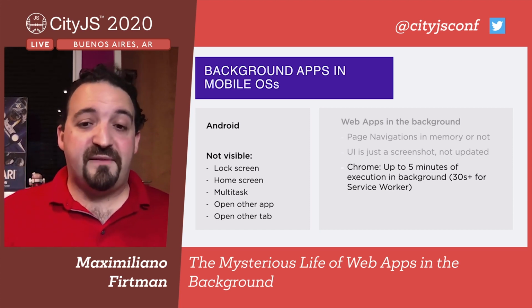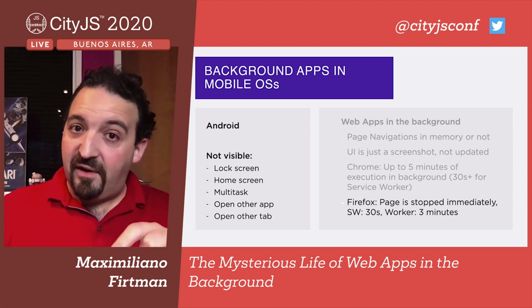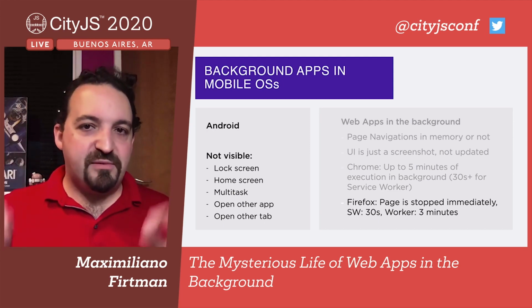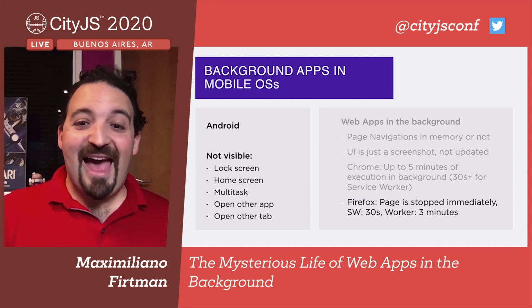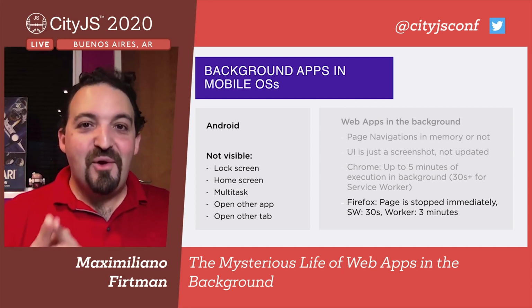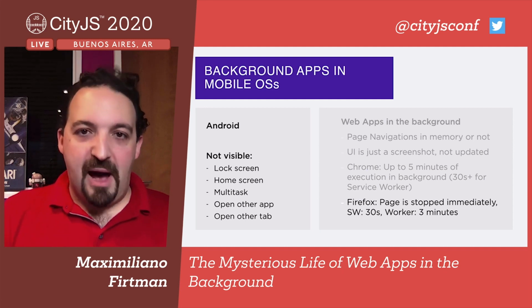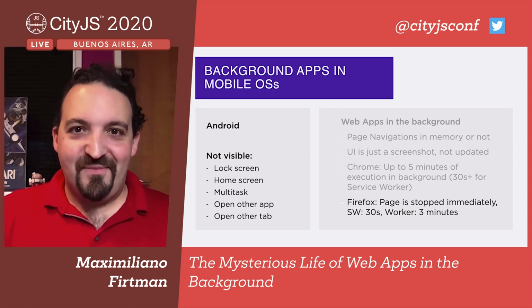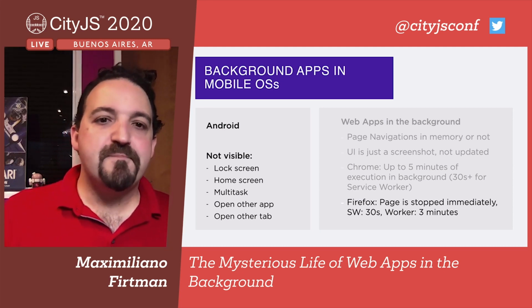If you're using other browsers, for example Firefox, the page is stopped immediately. So on Firefox, when you go to the background, the page is stopped immediately with your timers, with everything you have there. But the service worker will have 30 seconds, and the worker thread will have 3 minutes in the background. So on Firefox on Android, if you need to do something in the background, like updating data, it should be done in the worker, not in the main context, because it's being stopped immediately.